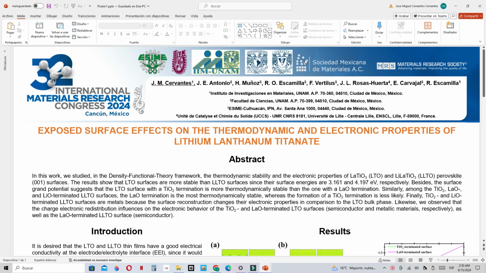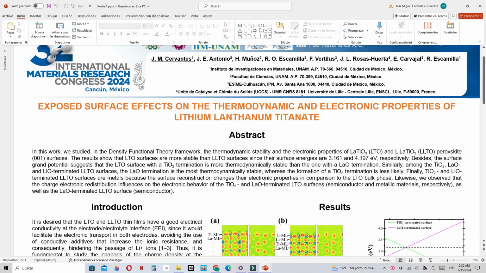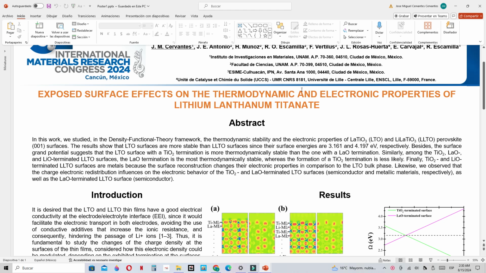Exposed surface effects on the thermodynamic and electronic properties of the lithium lanthanum titanate. In this work, we studied in the density functional theory framework the thermodynamic stability and electronic properties of the lanthanum titanate and lithium lanthanum titanate perovskite 001 surfaces.